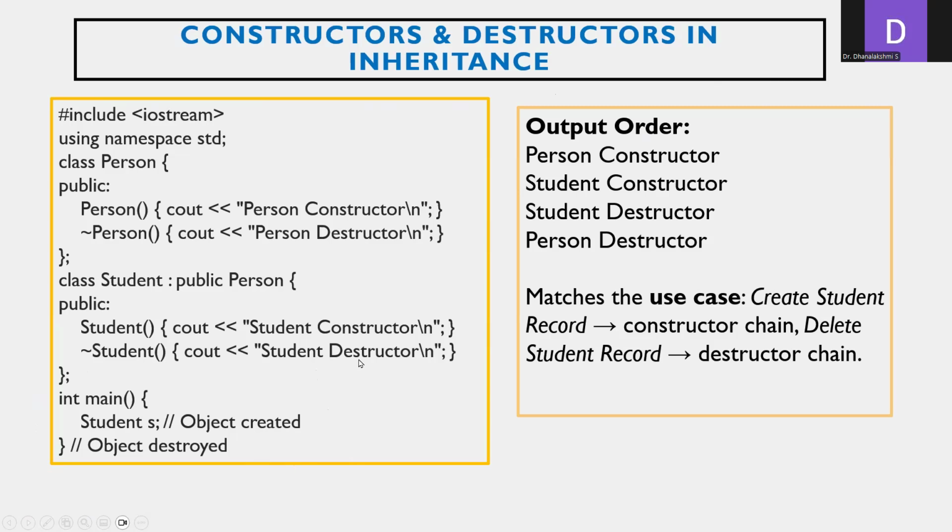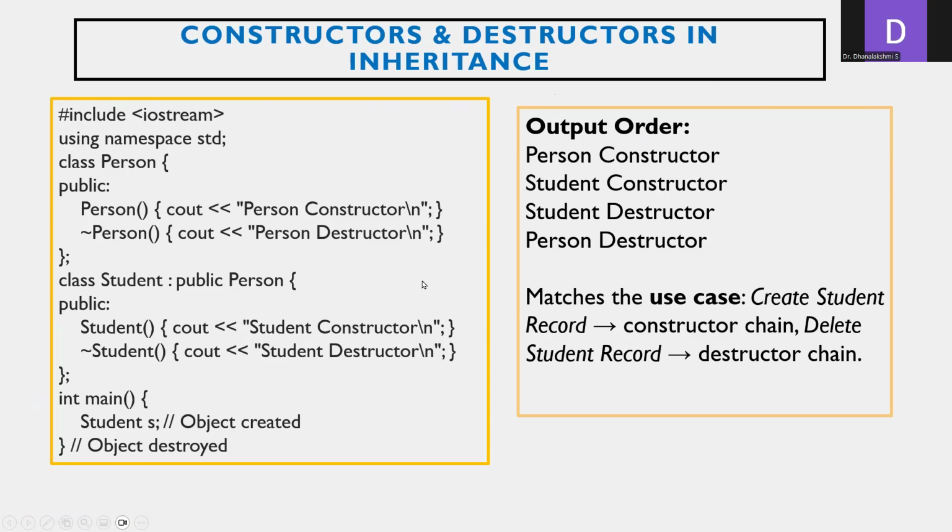Therefore, student destructor is the output now. Only then does it call the base class destructor. That's why person destructor is the last output. The reason is, if we destroy the base first, the derived object would still be trying to use it. So C++ safely destroys the derived class first, and only then goes on to destroy the base class. So the output during the destruction is first student, followed by person.